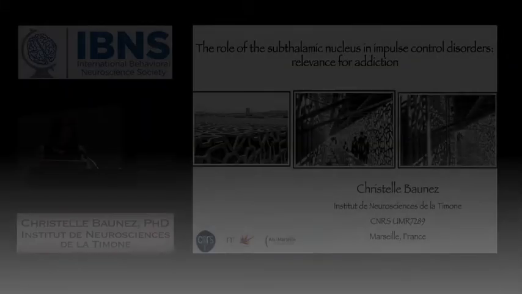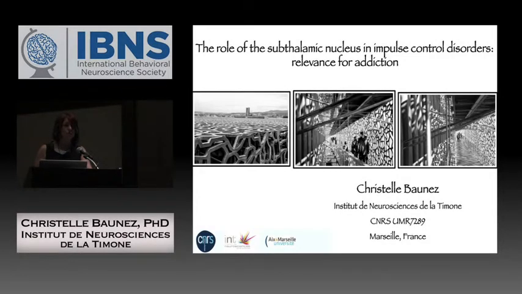So I'm going to talk about the structures that we haven't seen so far in the schematic diagram of the basal ganglia, the subthalamic nucleus. And I'm going to present within this 25 minutes-ish all the different steps that led us to propose that this nucleus that is really tiny in the rat's brain could be a very interesting target, possibly for the treatment of addiction and other impulse control disorders, in fact.